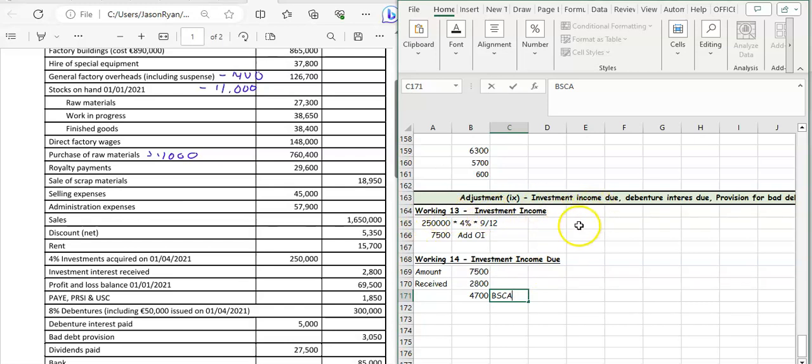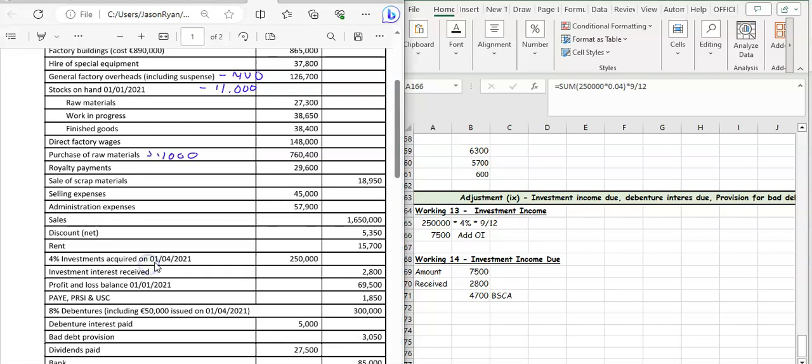So there's no payments or anything as part of this one. It's going to find out the yearly figure, straightforward, 250,000 from the trial balance, multiply by 4%, multiply by 9/12. Make sure that you look at when we bought it. If this was the 31st of the 4th, you wouldn't use the 4th as a month, you'd multiply by 8/12. But because it's the 1st, we're going to use that as a month as well, so it's 9/12. That's going to give you 7,500. That's the yearly investment income. It's going to be added on to operating income.